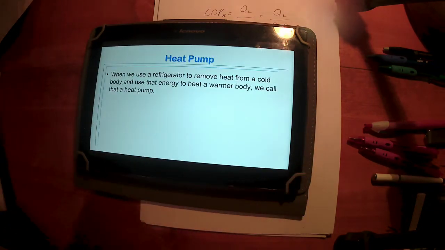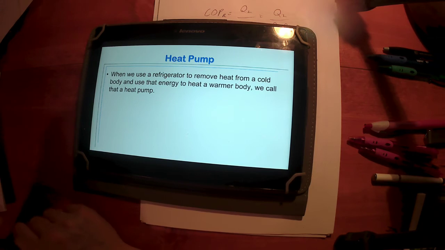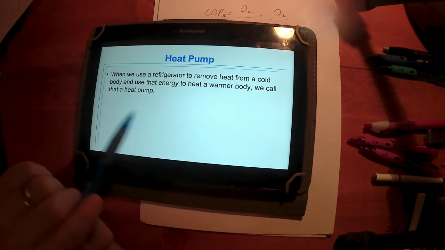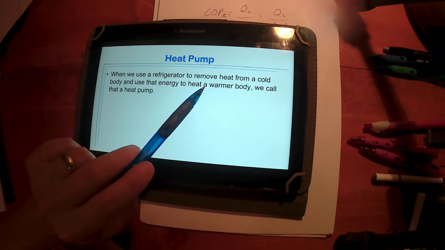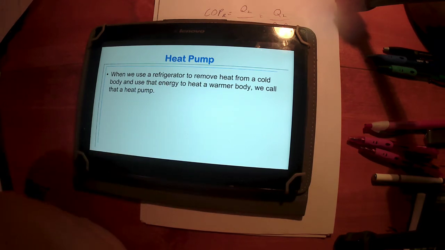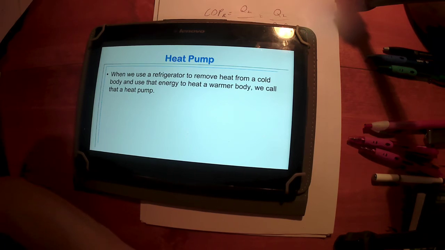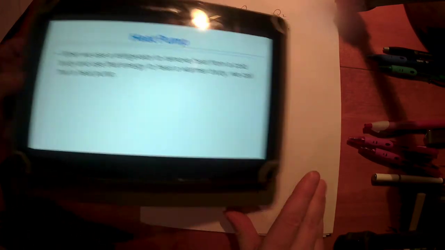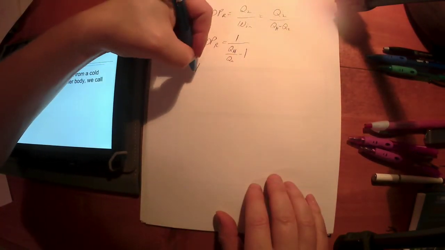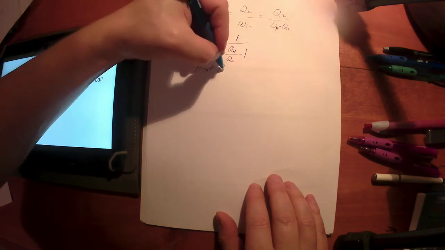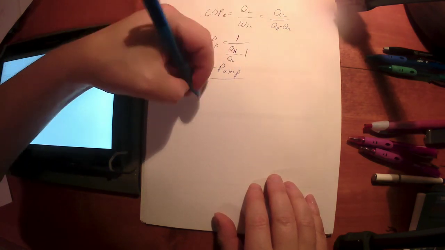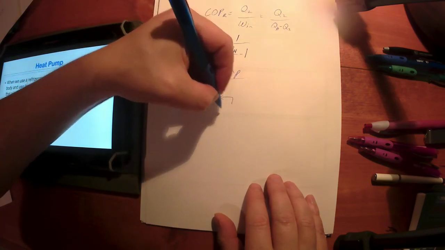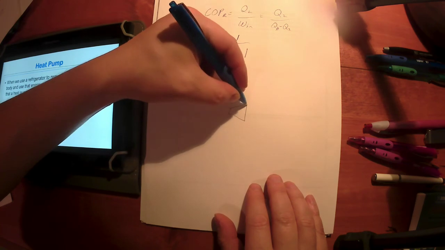A heat pump is when you turn a refrigeration cycle around. You use a refrigeration cycle to remove heat from a cold body and use that energy to heat a warmer body. You pump heat in the direction it does not want to go. It's the exact same device. We don't have to draw it in detail. I'm just going to draw some shapes here.